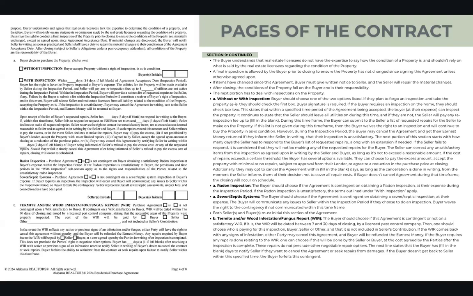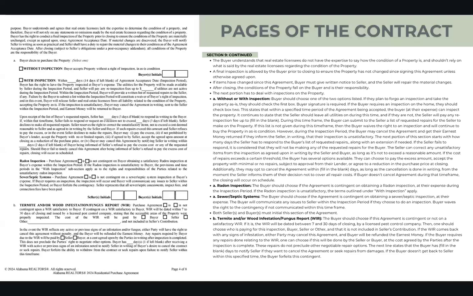So the next portion of this section starts with how many days the seller has to respond to the buyer's list of requested repairs, along with an extension if needed. If the seller fails to respond, it is considered as agreed upon in writing by the seller and the buyer, as it's not to exceed a reasonable amount.